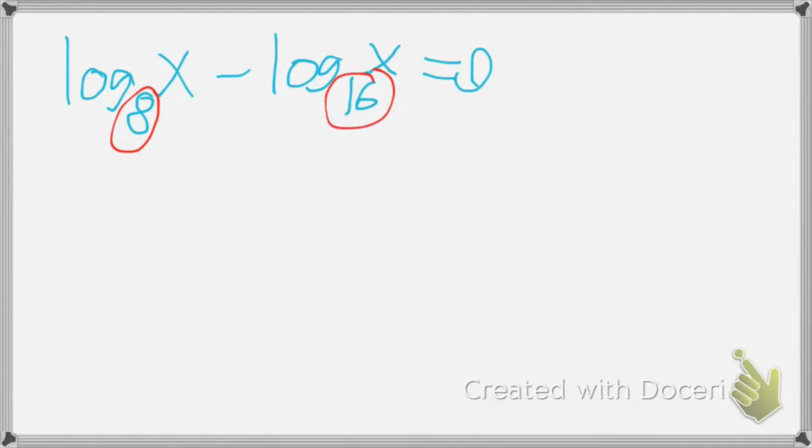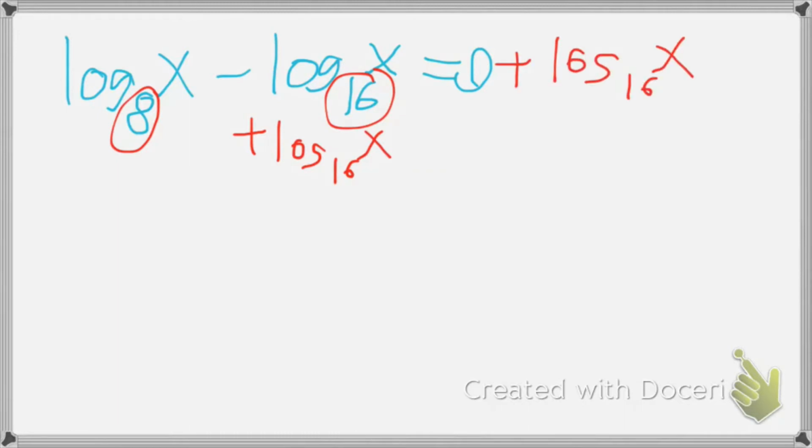So since we're solving for x, I think the best way to do it first is to add log base 16 of x onto both sides. And this will equal out to log base 8 of x equals log base 16 of x.